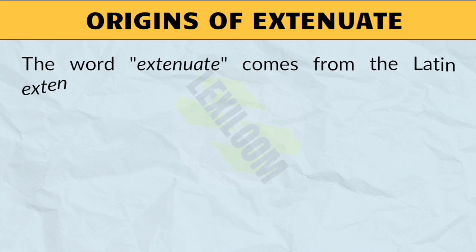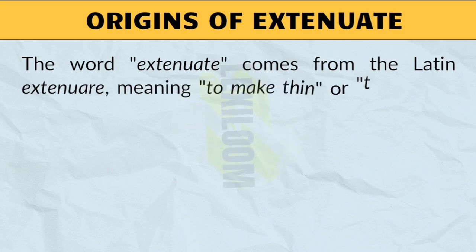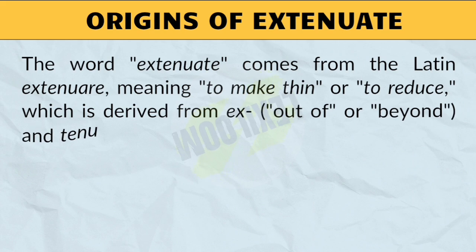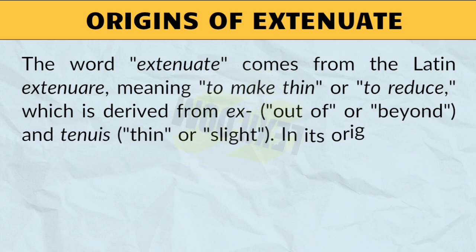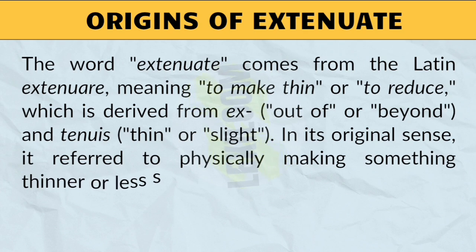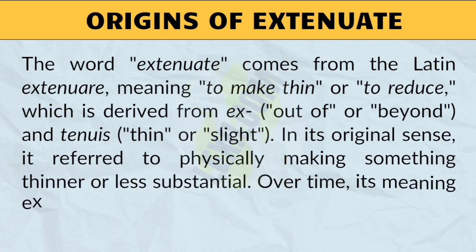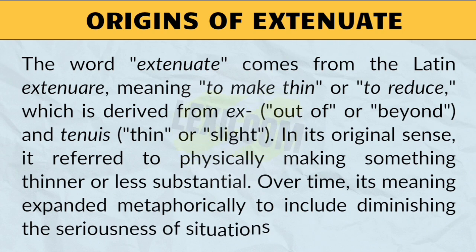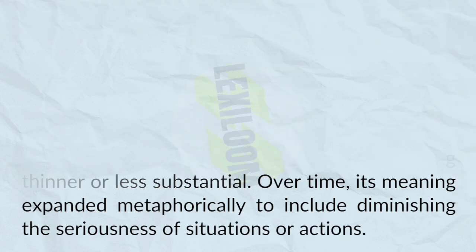Origins of extenuate. The word extenuate comes from the Latin extenuare, meaning to make thin or to reduce, which is derived from ex, out of or beyond, and tenuis, thin or slight. In its original sense, it referred to physically making something thinner or less substantial. Over time, its meaning expanded metaphorically to include diminishing the seriousness of situations or actions.